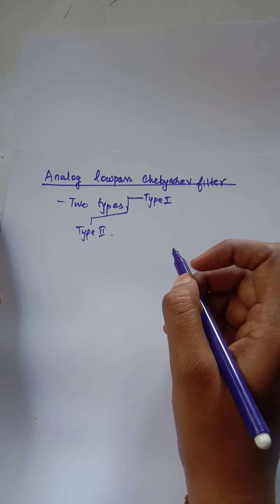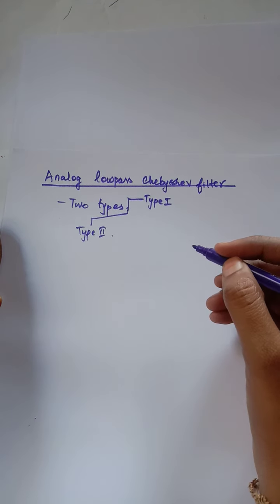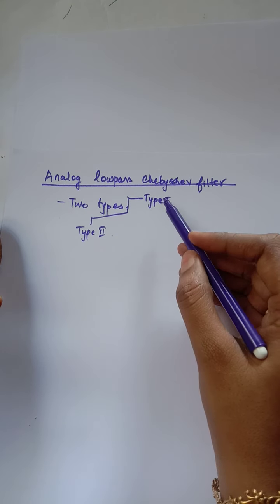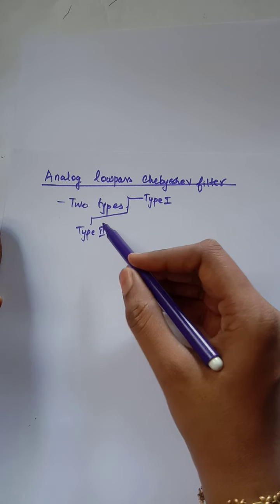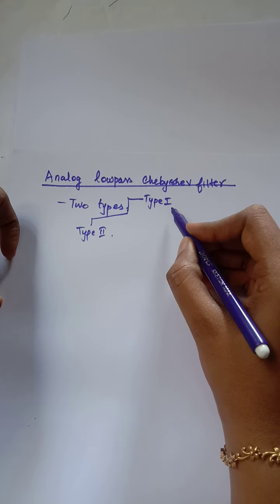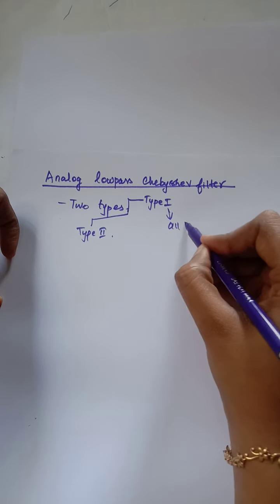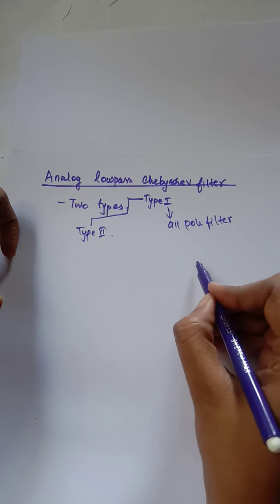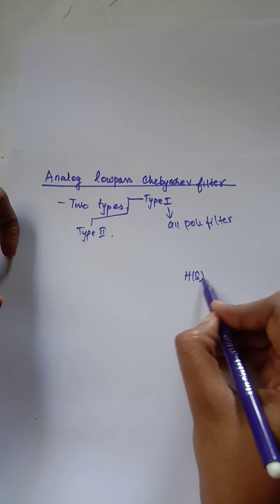Hi students, in this video we are going to discuss the analog low pass Chebyshev filter. In this there are two types of design: one is type 1 design and the other is type 2 design. In type 1 design, all are all pole filters. That is, you will have the poles represent; first I will explain what a pole is and what a zero is.